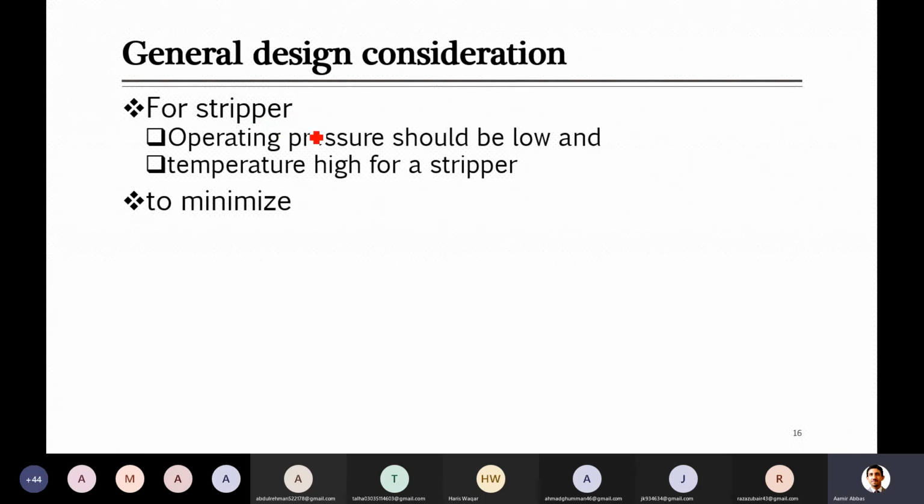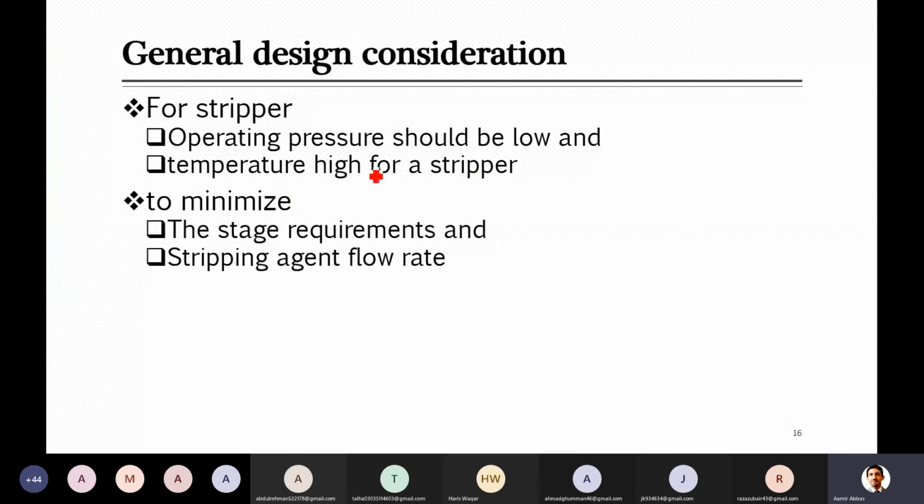So for the stripper, the operating pressure should be low, as well as the temperature should be high. For this there is something called the stripping factor. As there was the absorption factor, the stripping factor is represented with S. Later on we will see that, and S is equal to 1 over A. That is actually the opposite of A, which we just saw in the last slide. So the equation for S will be KV over L. In that case, low pressure and high temperature will be favoring the stripping.